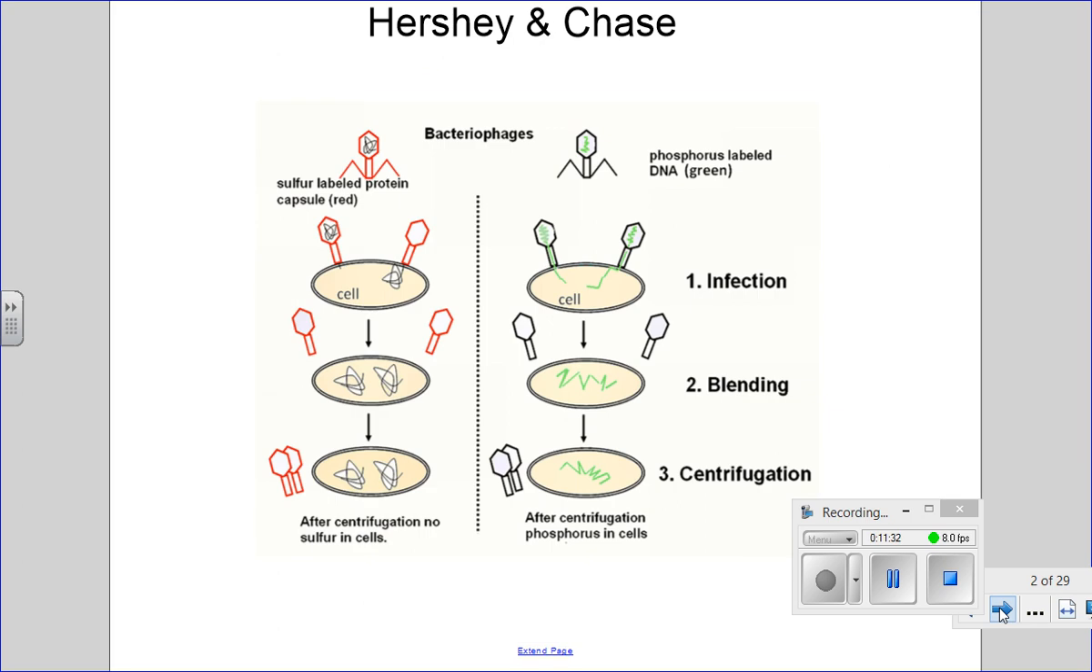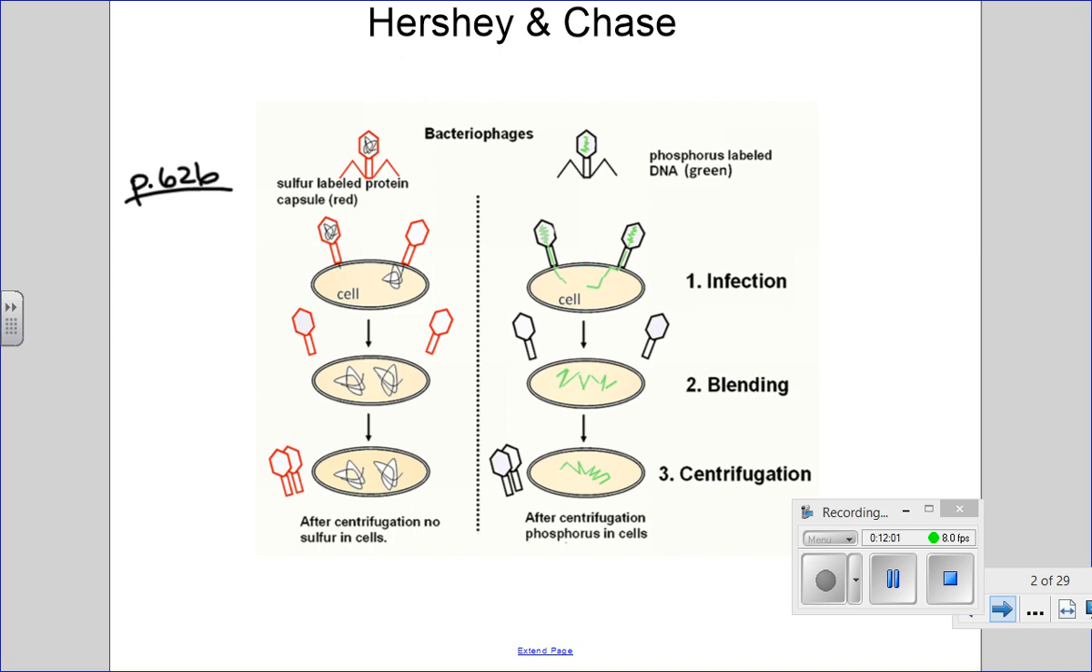Now the next two people, Hershey and Chase, Hershey is a man, his name's Albert, Chase is a woman, her name is Martha. They did some more studies to really further the idea that DNA and not something else is the molecule that gets passed on. Now there is a picture that shows something similar to this on page 626 of your textbook.